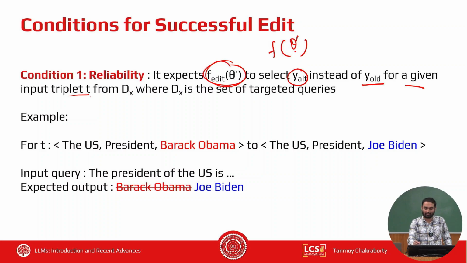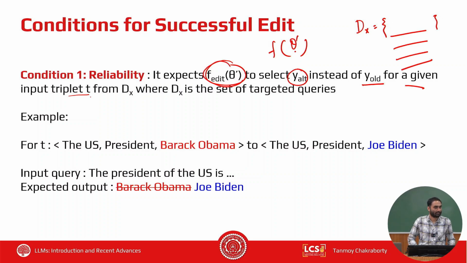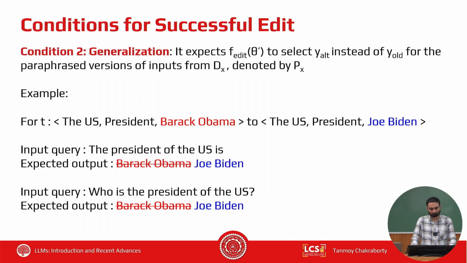Again, remember this notation, d sub x. So d sub x has all sets of queries, all sets of knowledge, that you want to update. So for all of d sub x, your model should be able to produce the updated output y alt instead of the old output y old. Okay, this is called reliability. This term is used in different papers in different ways, but the concept is the same.